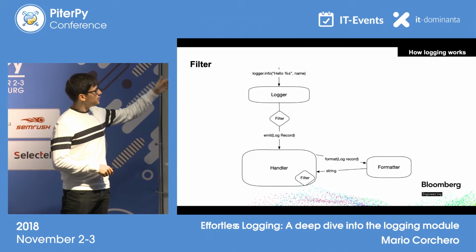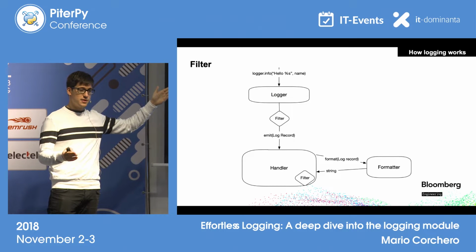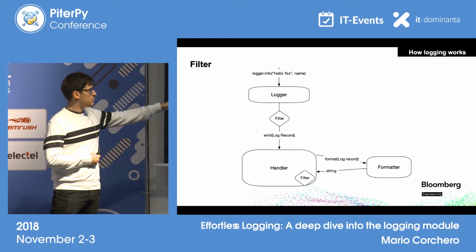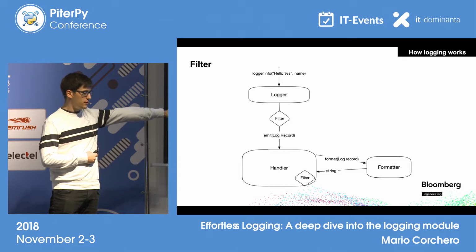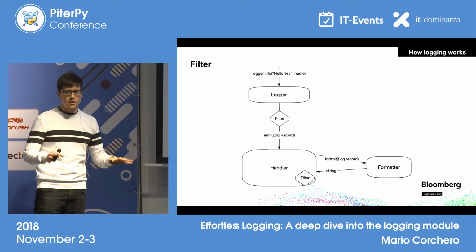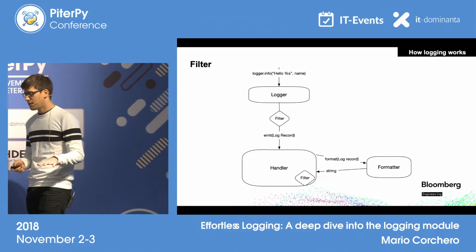So the logger goes to the filter. The filter just says whether it should emit the log or not. Then we go again through the same thing, and the handler can also have a filter, so it's going to check everything again. So now we do really have an idea of how it works, right?